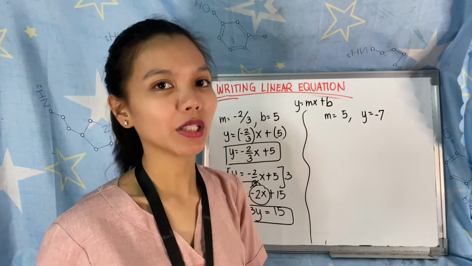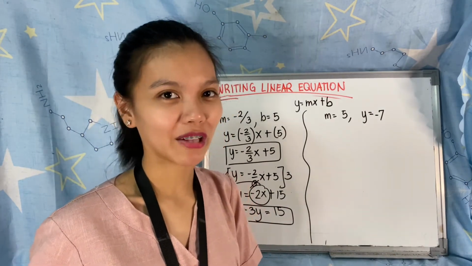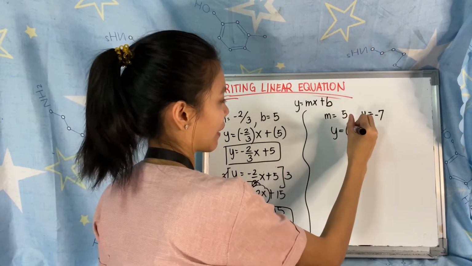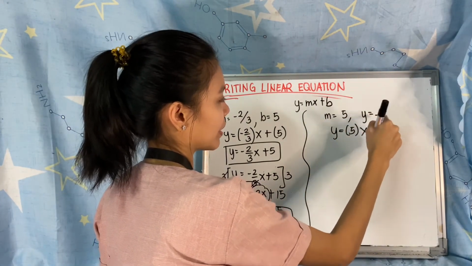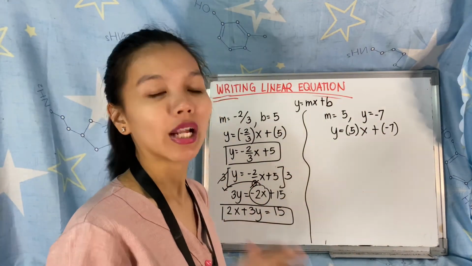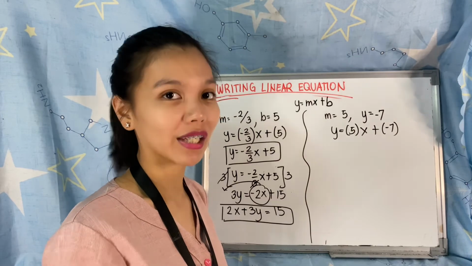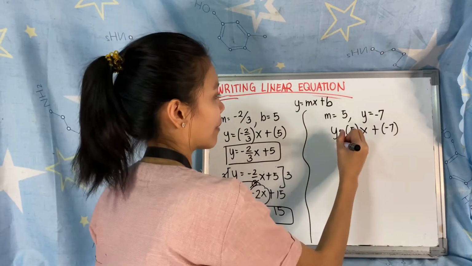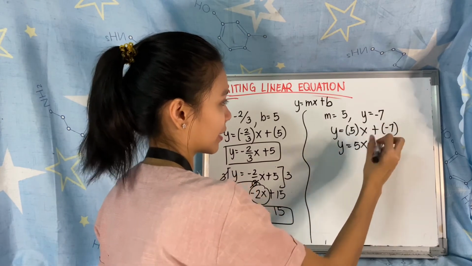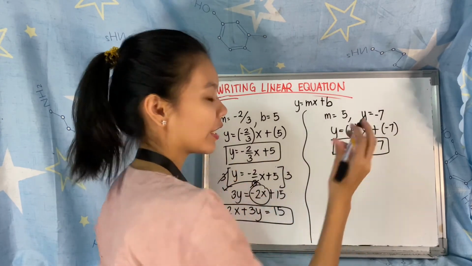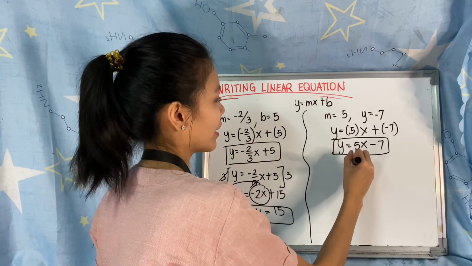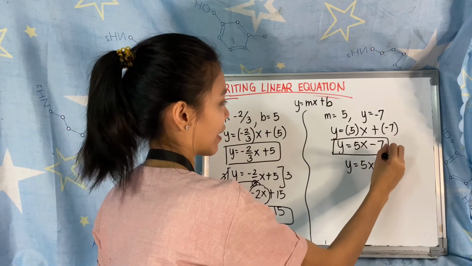So, from slope-intercept form, gawin natin siyang standard form. So, we have there, y is equal to mx plus b, where m is 5 and b is negative 7. So, yung y-intercept at saka yung b, parehas lang yun. That is considered as our y-intercept. So, we have y is equal to 5x, positive multiplied by negative, that is negative 7. So, yan yung ating slope-intercept. Gawin na natin siyang standard form. So, y is equal to 5x minus 7.